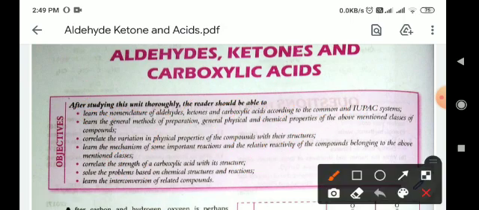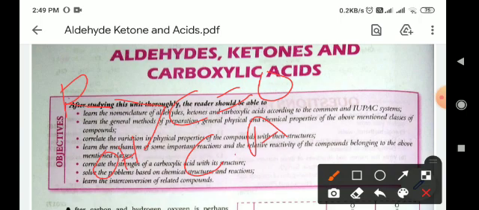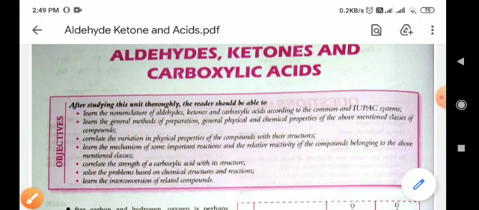And the third one is carboxylic acid. So in this carbonyl group, if at one valency there is an alkyl group and at the other valency there is an OH group, then it is known as a carboxylic acid. So these are the basic functional groups for aldehydes, ketones and carboxylic acids.